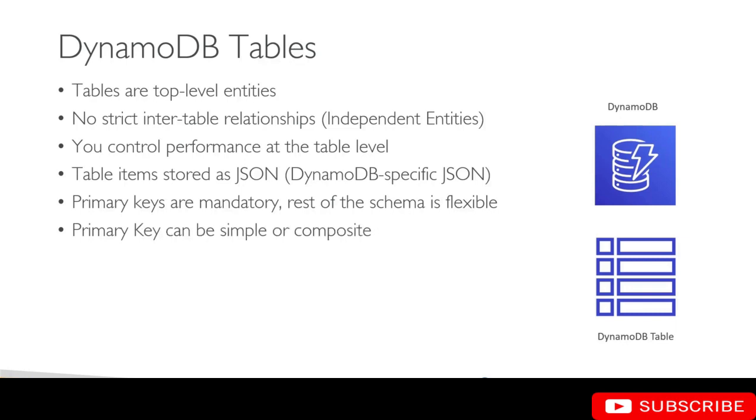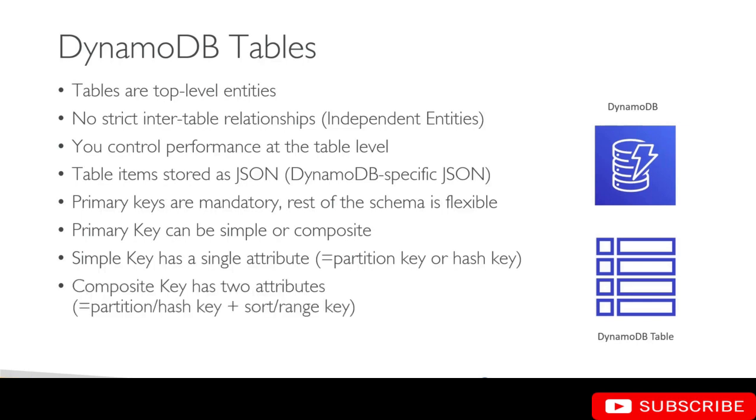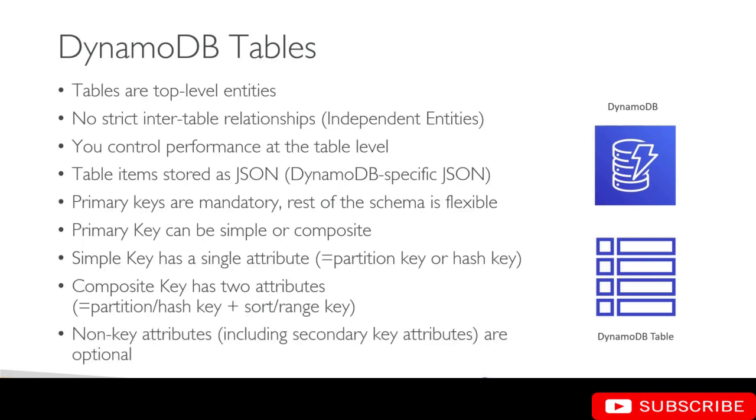Primary key can be simple or composite. Simple primary key means the primary key is composed of only the partition key. Partition key is also called as hash key, and composite key has two attributes, partition key and a sort key. Sort key is also known as a range key sometimes. And non-key attributes, including the attributes that are part of the secondary indexes, are always optional.